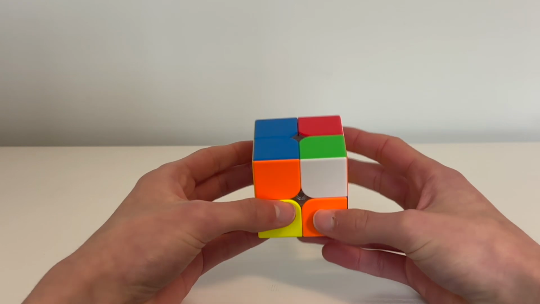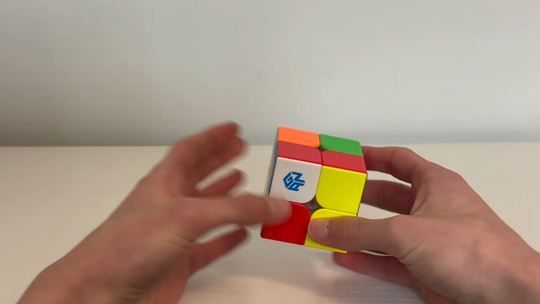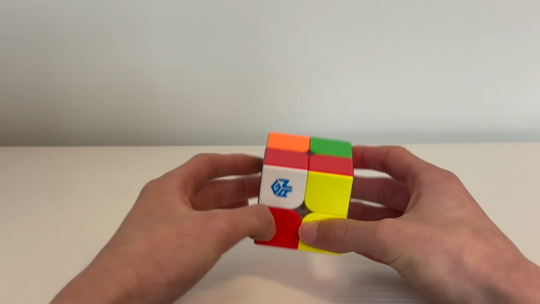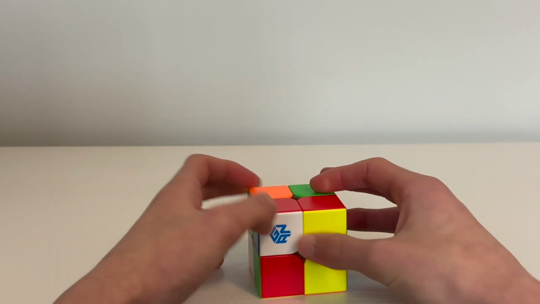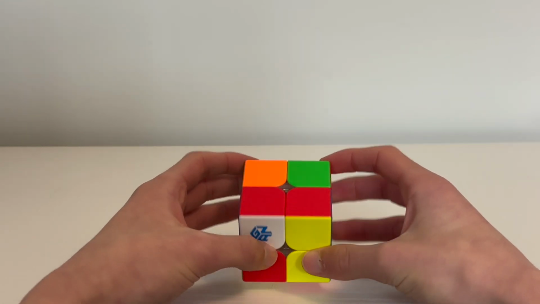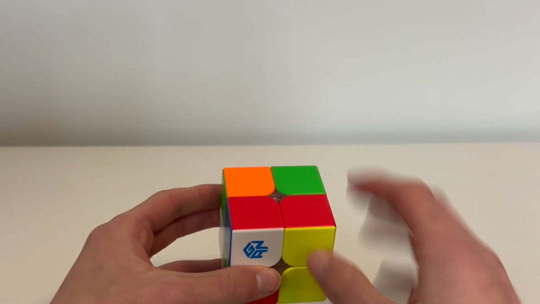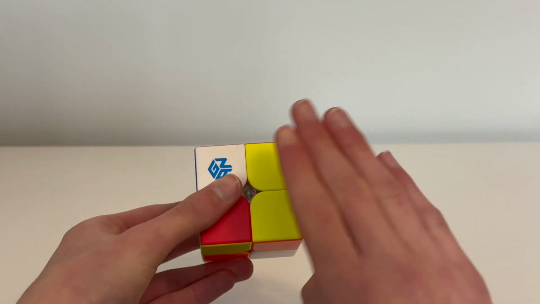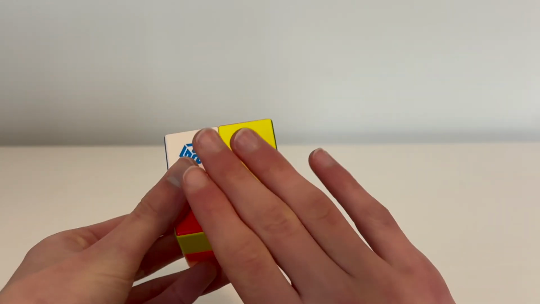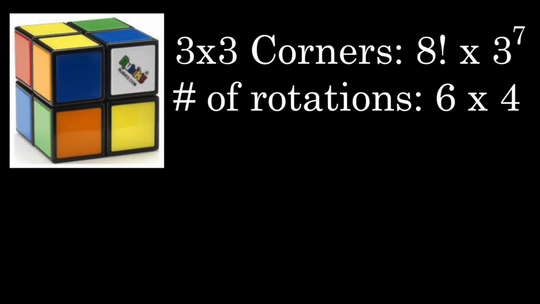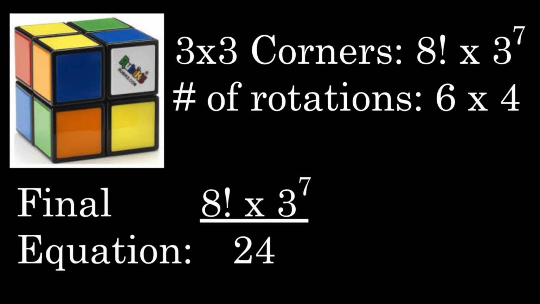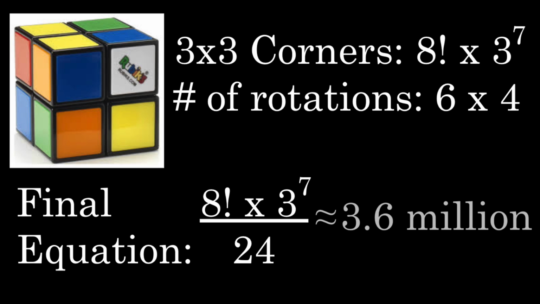How? We're counting this and this as different scrambles, even though these are the same thing. We can easily fix this by dividing by the number of ways we can hold the cube. We can pick 6 sides for our top side and 4 adjacent sides for our front side. This gives us 24 orientations of a cube. We divide by 24 and we get our final answer of about 3.6 billion.